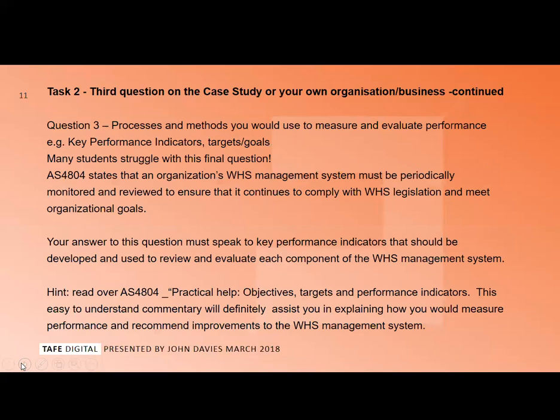The third point identifies communication methods that you would use to explain and review recommendations for continuous improvement of the WHS management system. Now at the bottom there, we've got a tip of going into the Australian Standard 4804, looking for one of the headings, practical help, where it gives objectives, targets and performance indicators. This will help with the framing of these questions.